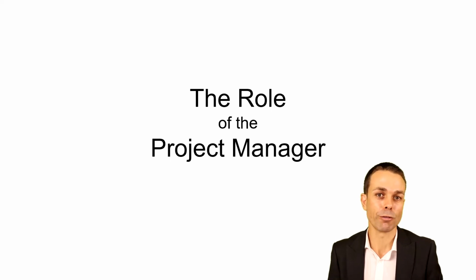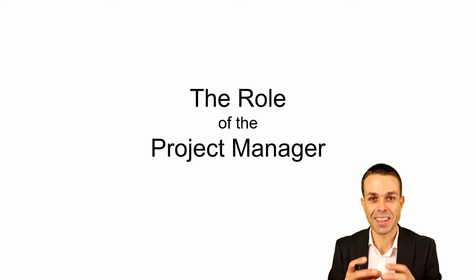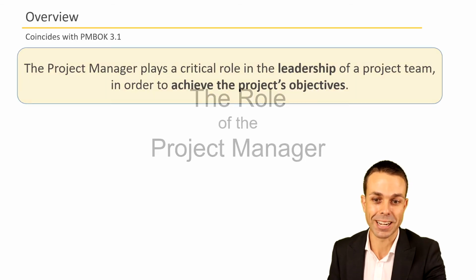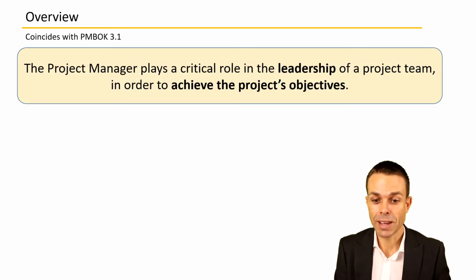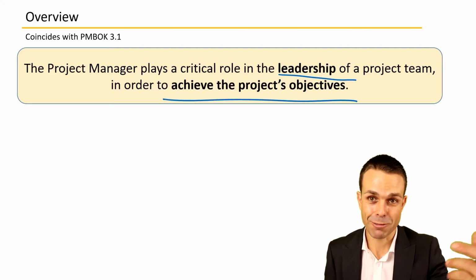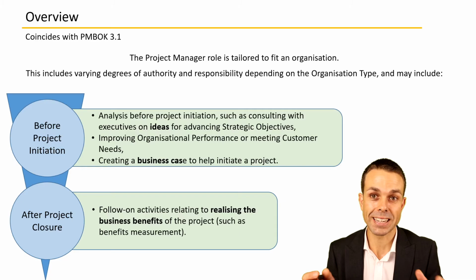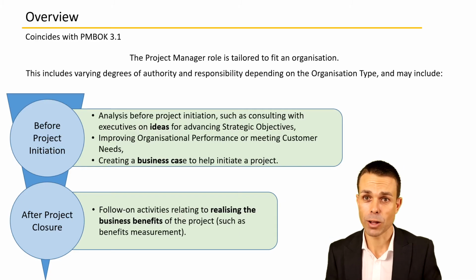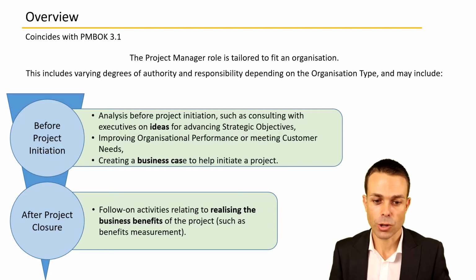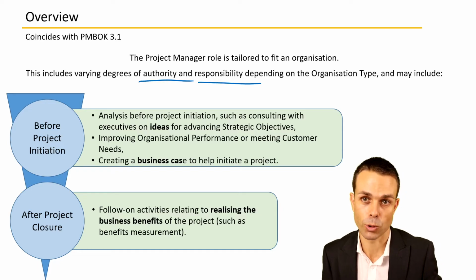But now we're looking at the role of a project manager, and this is so important because the project manager ultimately is the glue that gels everything together and helps deliver that business value through a project. In other words, the project manager plays a critical role in the leadership of a project team in order to achieve those project objectives. Directly from the PMBOK guide, that's exactly what they say there. So the role also changes to fit an organization. There'll be many different project types and styles, many different organizational ways of working, and so this includes varying degrees of authority and responsibility depending on those organization types.